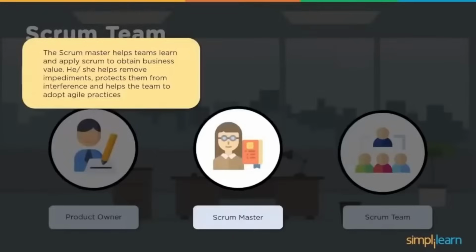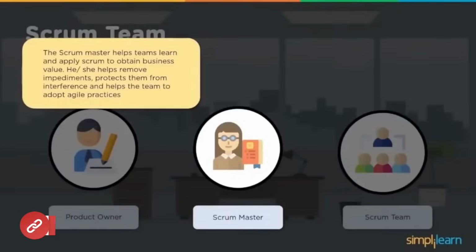So the Scrum Master, the next role, helps teams learn and apply Scrum to obtain business value. It means the Scrum Master closely works with the team. He or she helps remove impediments. What are impediments? Something which stops the team from moving forward, something which doesn't allow things to be delivered the way they are required. So that needs to be eliminated. When we say impediments, what are the impediments we can think of?